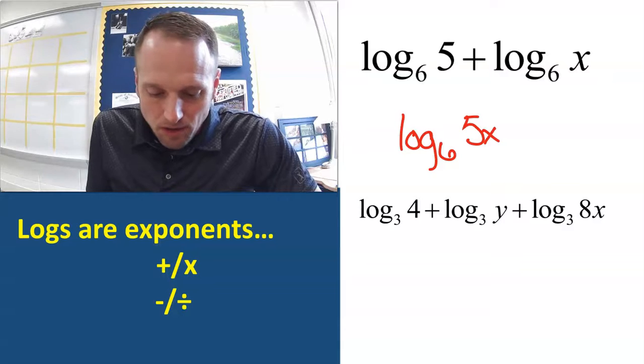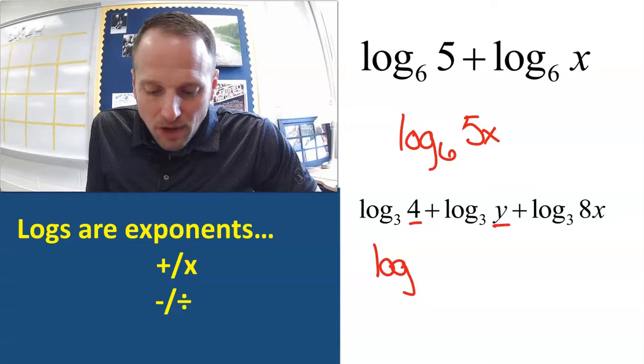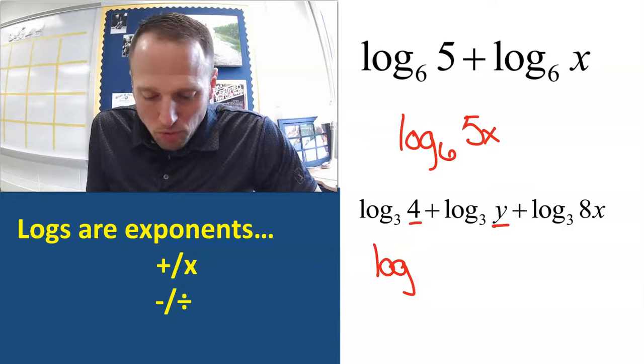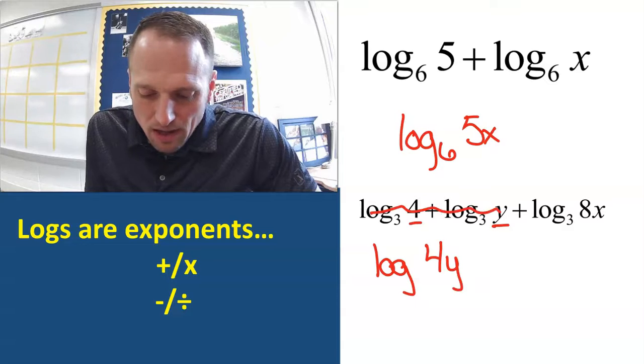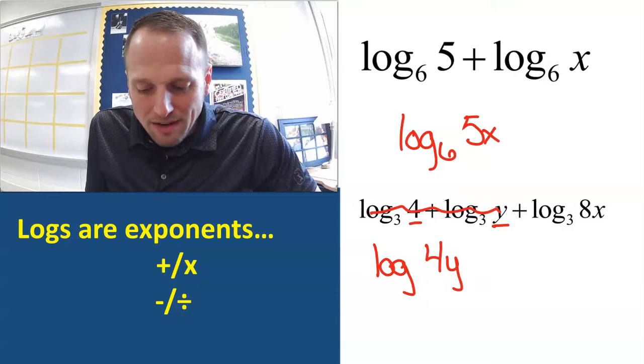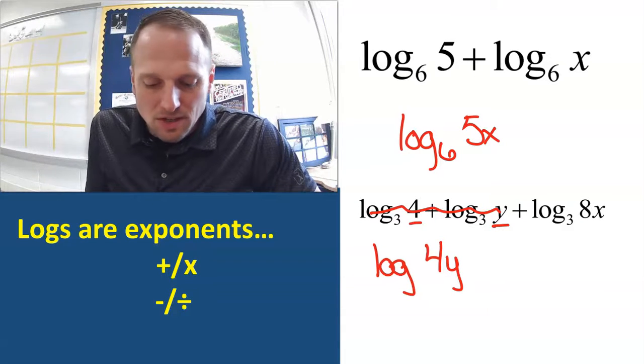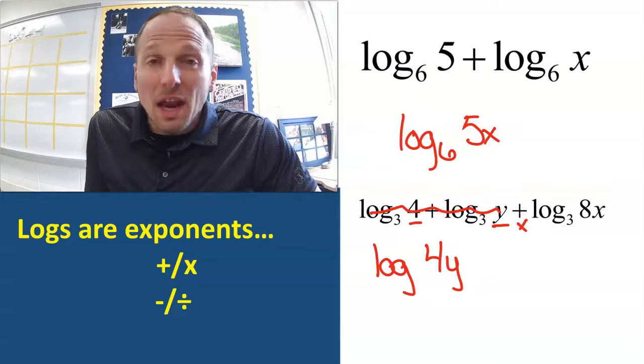Let's look at this one down here. All of these are addition. So what is log 4 plus log y? Well, we have to multiply that, so that's going to be the log of 4y. And then we have to multiply that times 8x, because if it says to add, we're going to have to multiply. I feel like I went really fast there.